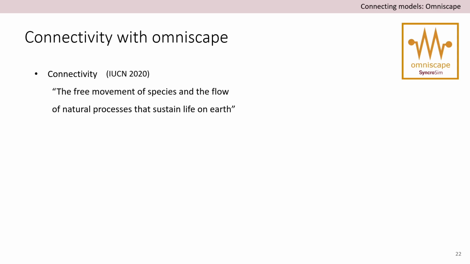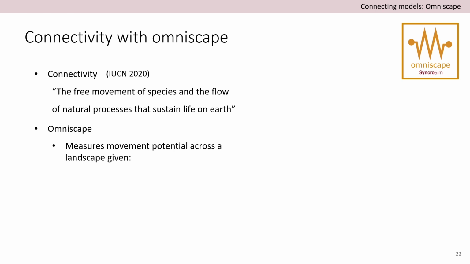Okay, so for people who are new to the concept of connectivity, the IUCN defines connectivity as the free movement of species and the flow of natural processes that sustain life on Earth. We can think of a connected landscape as essential to supply basic needs such as foraging and reproduction, all the way to supporting species range shifts in response to climate change. So pretty essential component of ecology and ecosystems.